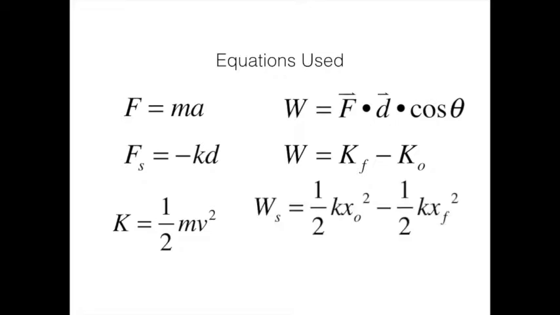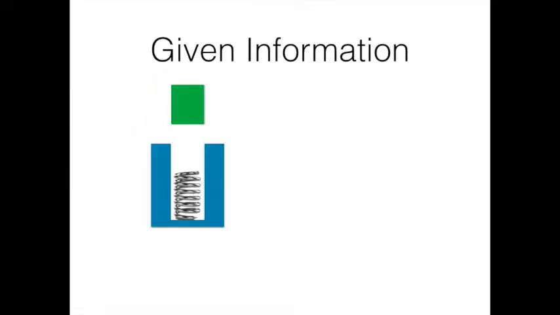And work done by a spring equals 1/2 k x naught squared minus 1/2 k x final squared, where k is the coefficient of the spring. The given information in the problem is that this green block is dropped on a spring, and there are these two blue balls on either side of the spring to show that it's not falling over or getting bent or anything funky like that.